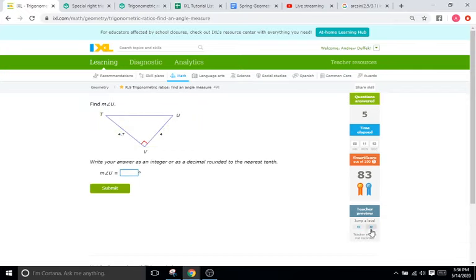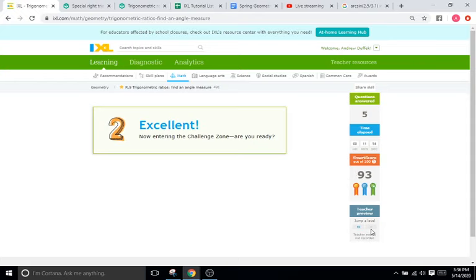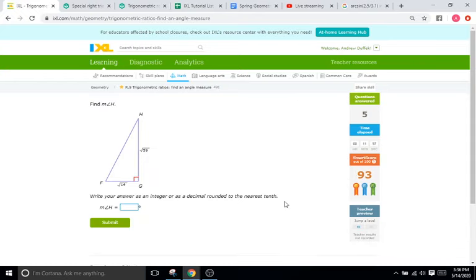Now let me jump another level and see if there's anything different here in the 90s. And there is nothing different. Okay, they give you radicals here. Not a big deal. You're just going to find h. And you see you need the opposite and you need the adjacent, which is tangent. So you do arctangent of the square root of 14 over the square root of 59. Okay, and that's it. So I'm going to end the video here.